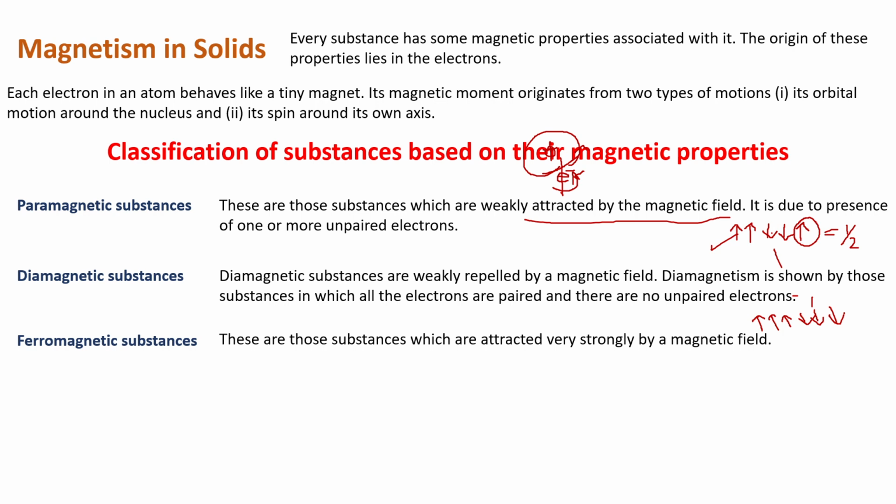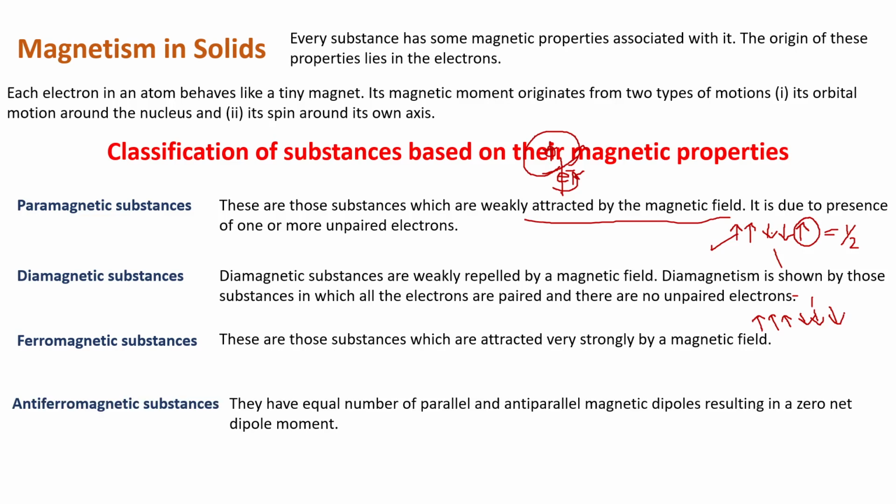Ferromagnetic substances are those which are strongly attracted by the magnetic field. Here, the number of unpaired electrons is more, which causes them to be strongly attracted by the magnetic field.